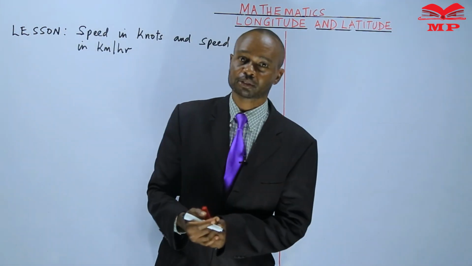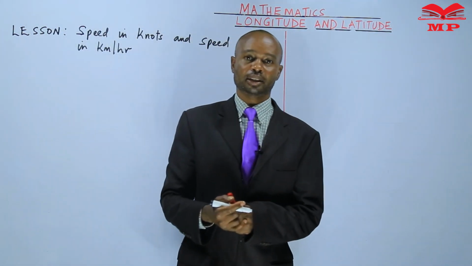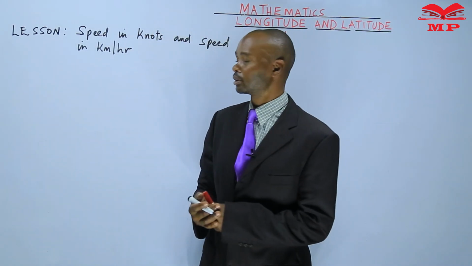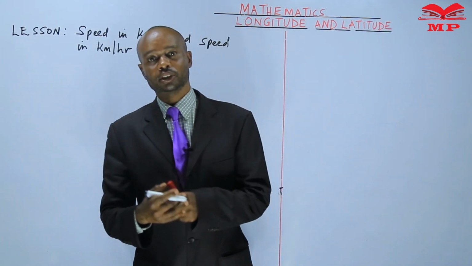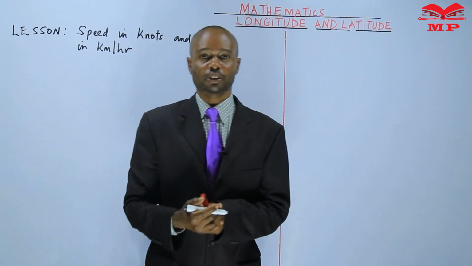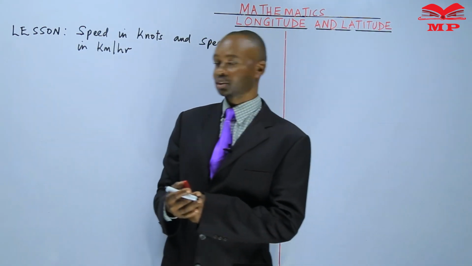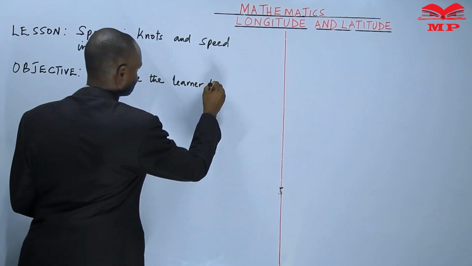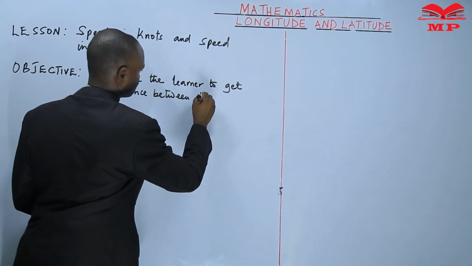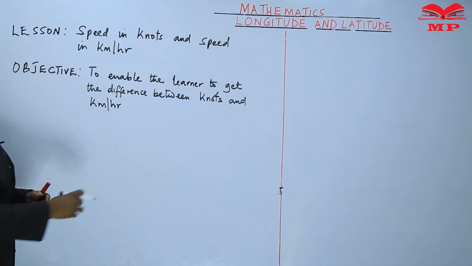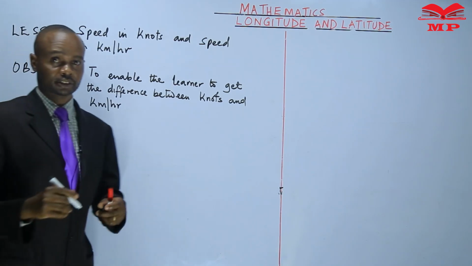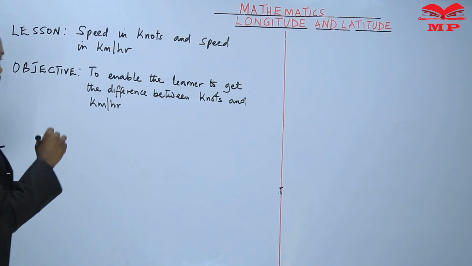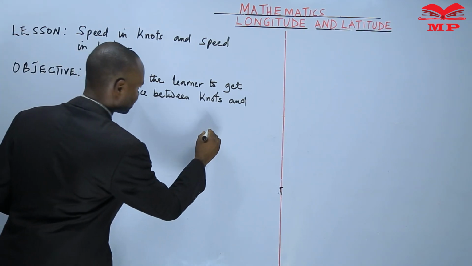The main objective of this lesson is to enable the learner to get the difference, or the relationship, between knots and kilometers per hour. It is to enable this learner to get the difference between the two. So to get these, we start from very elementary things.